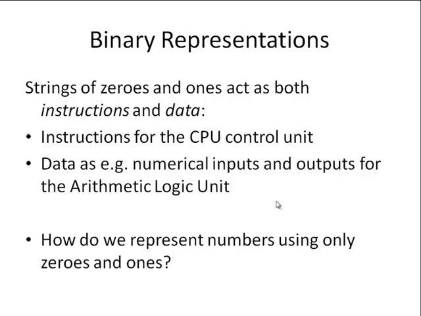Before we look at logic gates though, we're going to consider just now, how do we represent numbers and instructions? We're going to use strings of zeros and ones to act as instructions and data. So a particular pattern of zeros and ones may be interpreted as an instruction for the CPU control unit to tell it what to do, or could also represent data, for example as numerical inputs and outputs for the arithmetic logic unit. There's quite a lot of different ways of representing things, but first of all, can we think about how can we represent numbers using only zeros and ones?